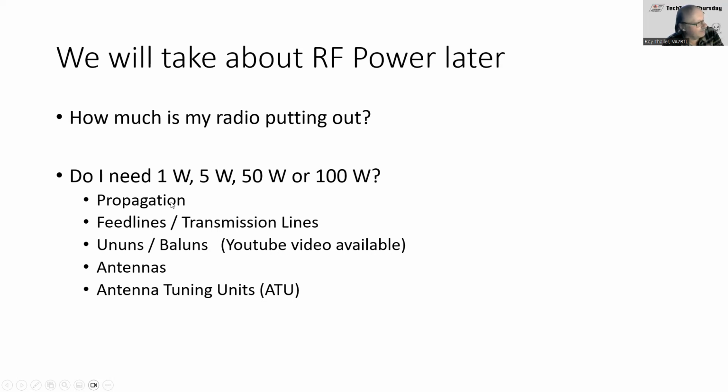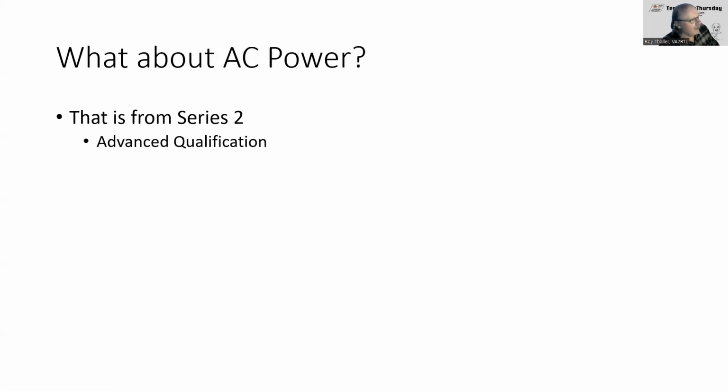But when we look at this, we also have to look at propagation, feed lines, transmission lines, ununs and baluns. And there is a YouTube video that we did 6 or 8 months ago on ununs and baluns that's up there. And then we have to look at antennas and antenna tuning. So that's all coming up in the weeks to come. And then we talk about AC power, and AC power is more for the advanced qualification. We'll just quickly go over it, but we won't go into details on all the calculations and how it all works. That's part of series 2 on the advanced one.